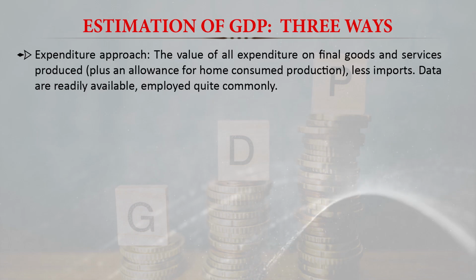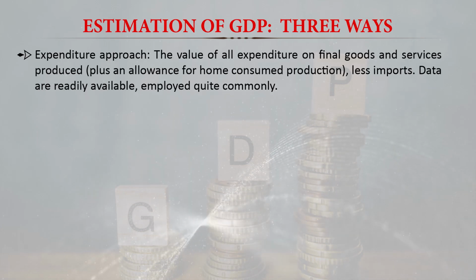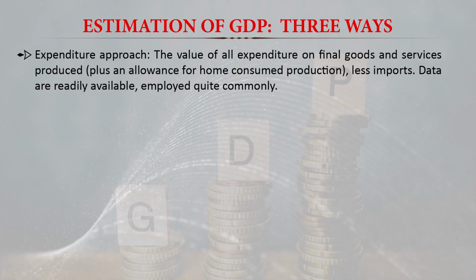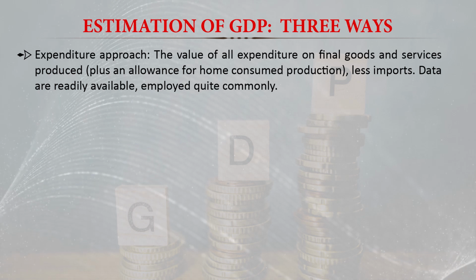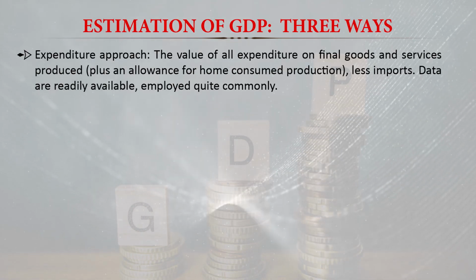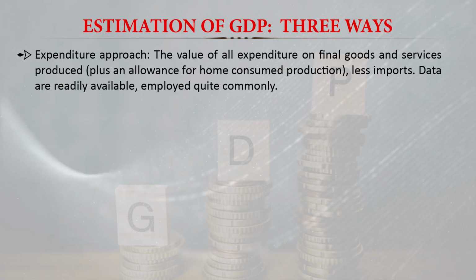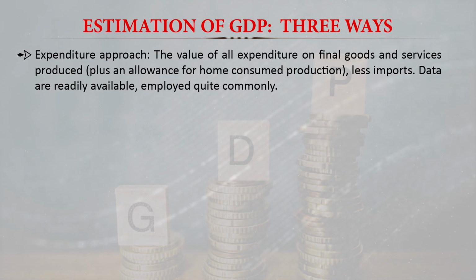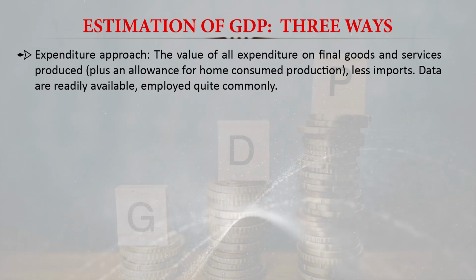For estimation of the gross domestic product, there are three important ways which we use in the calculation of the gross domestic product. The first approach is the expenditure approach. Here, we take the value of the expenditure on the final goods and services produced plus an allowance for the home consumed production. That is basically the value of the total expenditure on the final goods and services, and from that we subtract the imports. This data is readily available and employed quite commonly. Like in the US also, this approach is used to aggregate the national income.